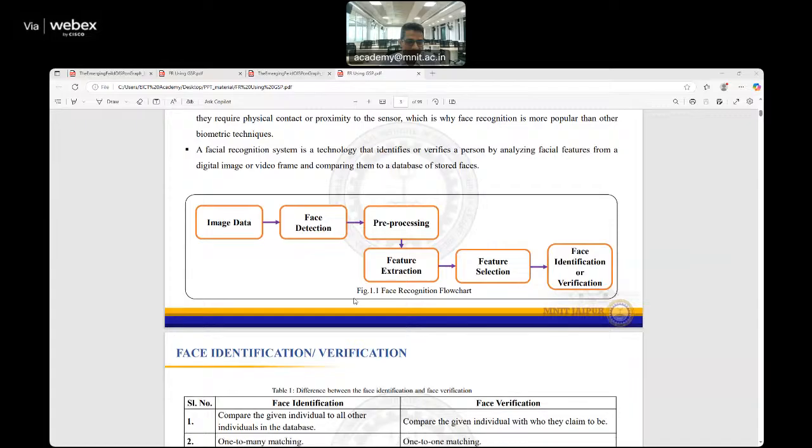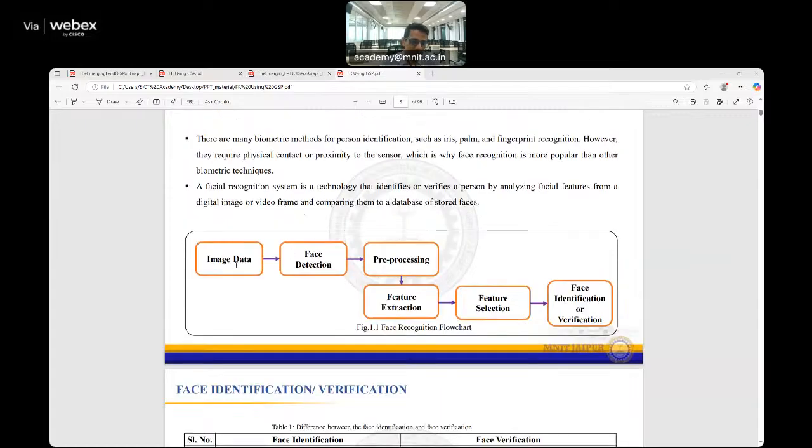At that time, it was selected. What happens in, say, facial recognition? There is image data. In the image, basically, first you find the face, and thereafter pre-processing, then feature extraction, feature selection, face identification, and verification.